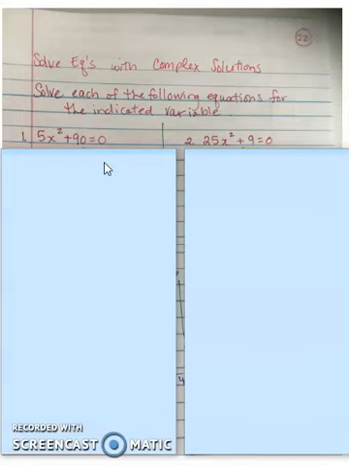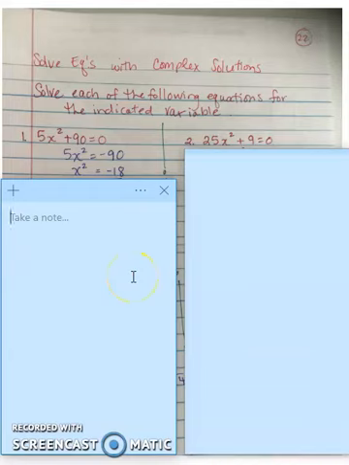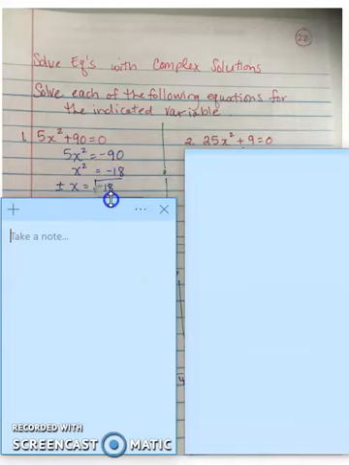So step 1 is going to be subtract 90 from both sides. And then step 2 is going to divide both sides by 5. When you do both of those steps, you get x squared is equal to negative 18. At this point, we would take the square root of both sides. And so when we do that, we end up with the square root of x squared. Now remember, the square root of x squared could have been a plus x or a negative x. And the square root of negative 18, I've left here as is.